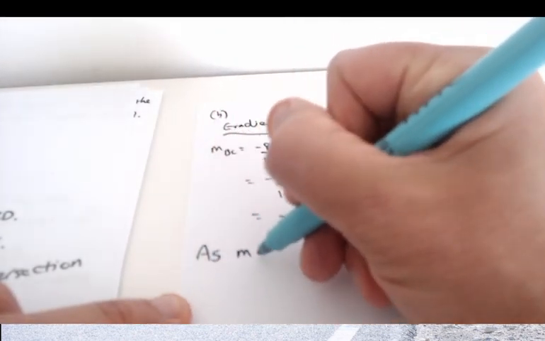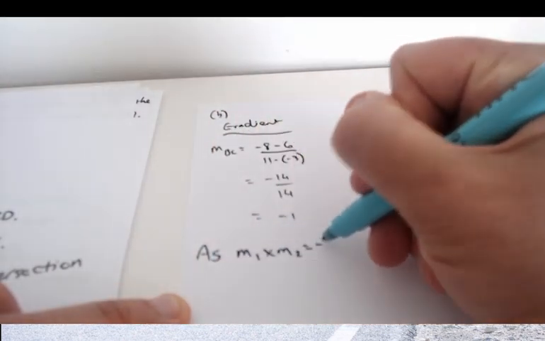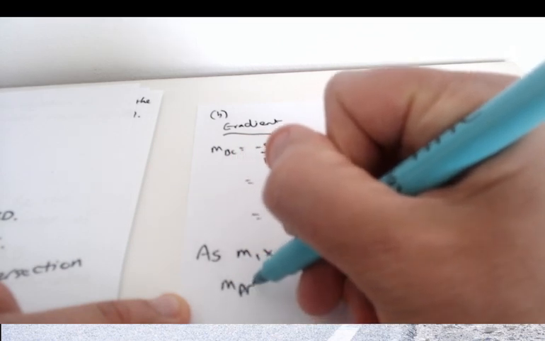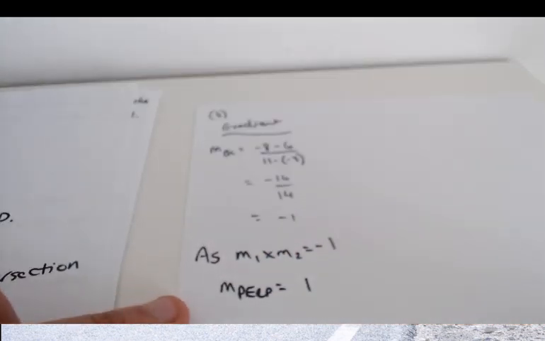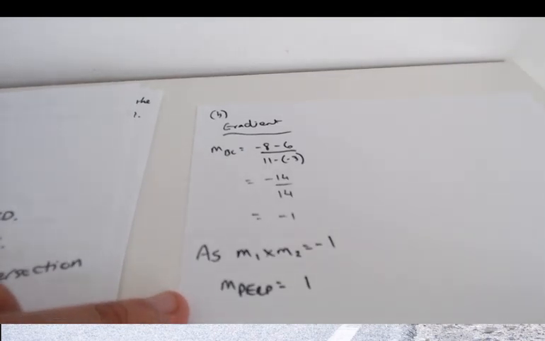So I need my little statement for perpendicular gradients. And then I need to find my perpendicular gradient. Turn it upside down, change the symbol. The perpendicular gradient would just be 1.